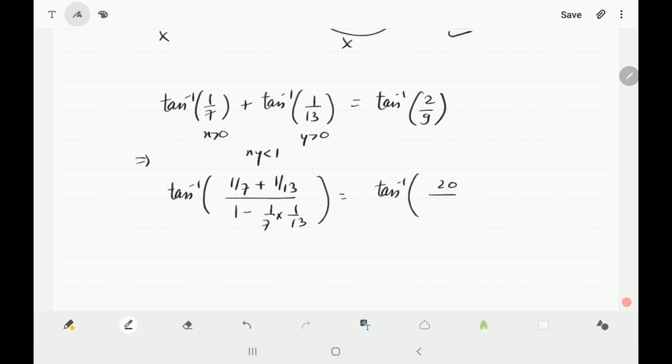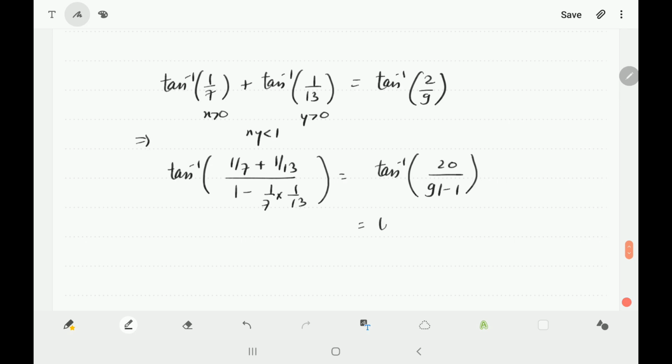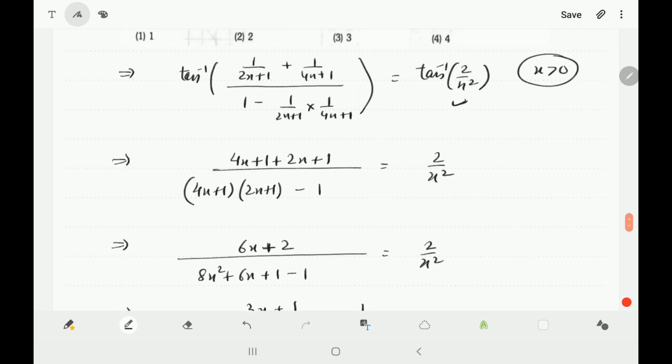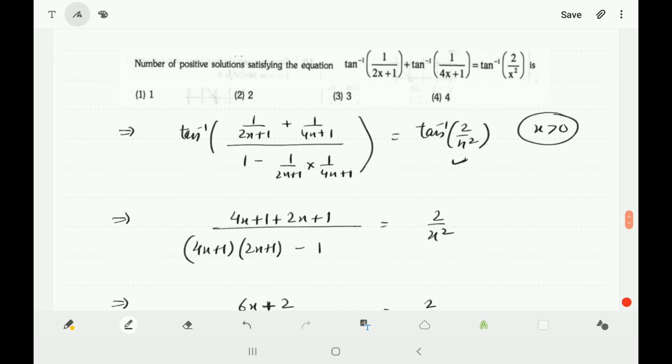So once you add, you will get 20 in the numerator. In the denominator, you will have 91 minus 1. So it is coming out to be tan inverse of 20 by 90, which is 2 by 9, which is the right hand side. And hence the answer for this problem will be x equal to 3. So let's see which option it is. We have to find the number of solutions. So the answer for this problem is option A, because x equal to 3 is the only solution, and hence the number of positive solutions is only 1. Hence the answer for this problem is option A.